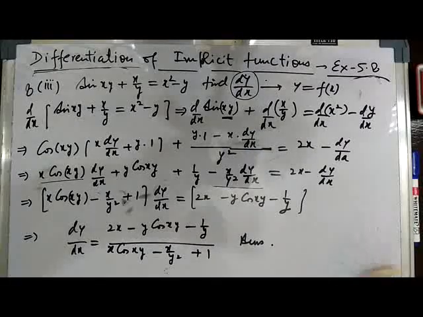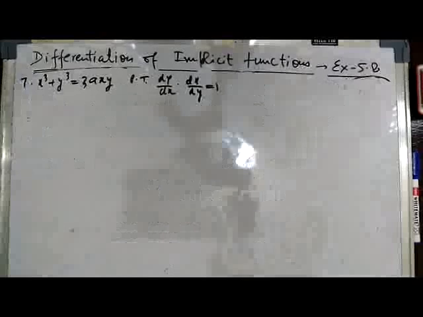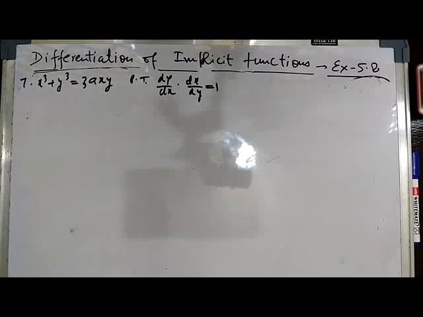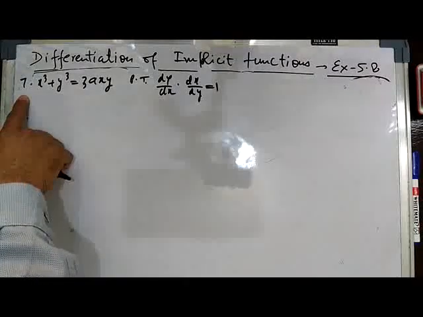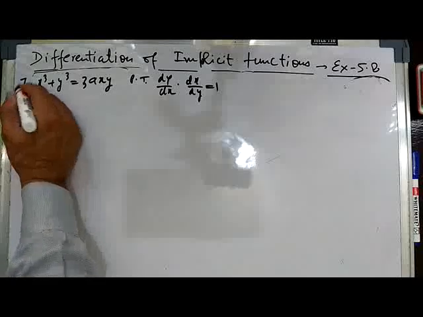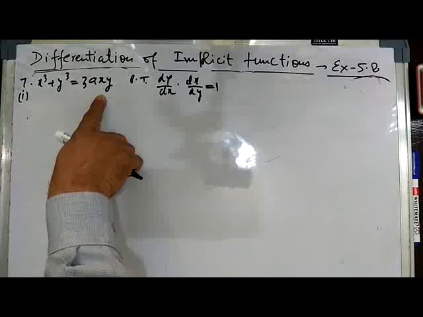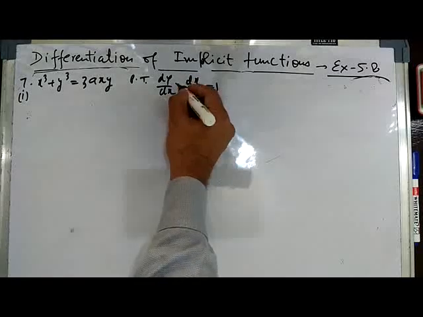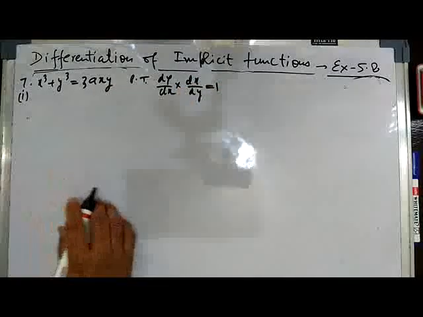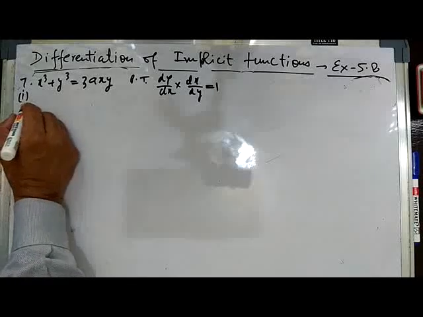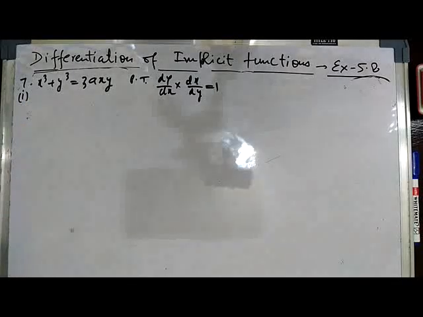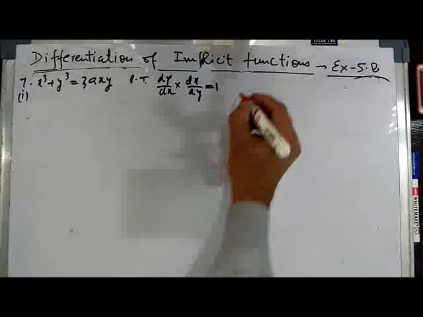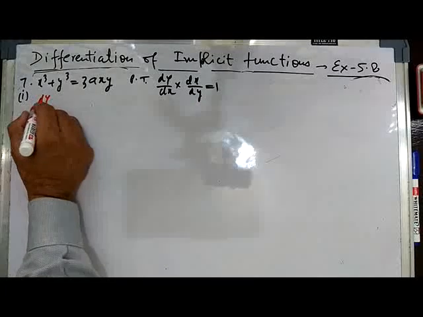You can see this entire solution once again. I think some part was missing because of reflection. One more very important question I want to bring, that is question number 7, first part, where you have to prove that the differential of y with respect to x into the differential of x with respect to y, this product, is always 1. So we need to first find dy/dx.